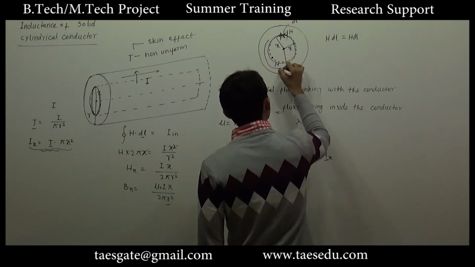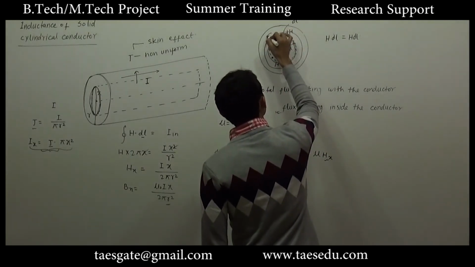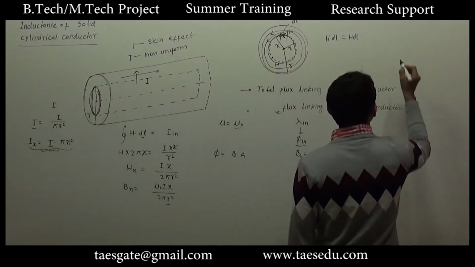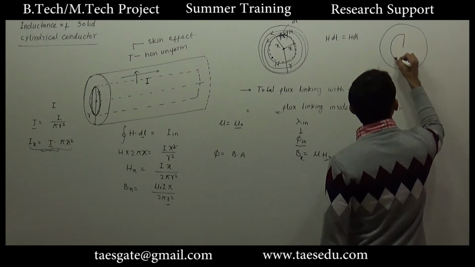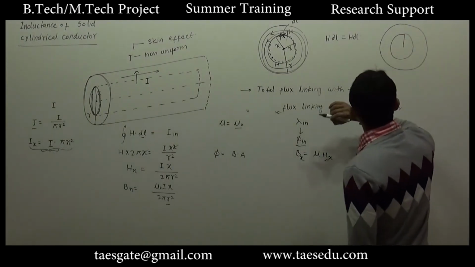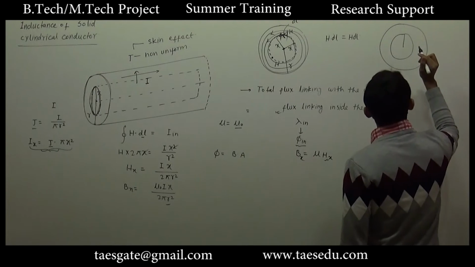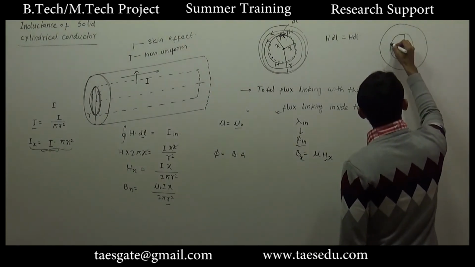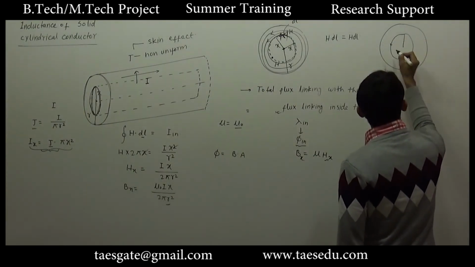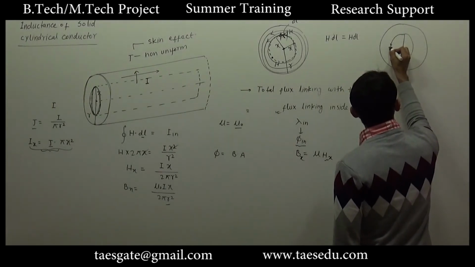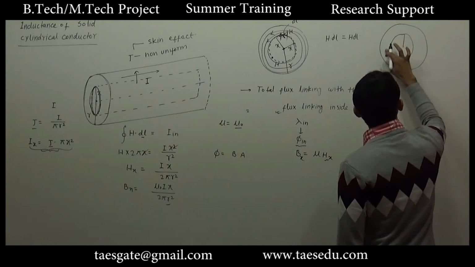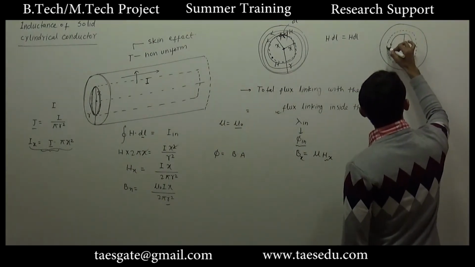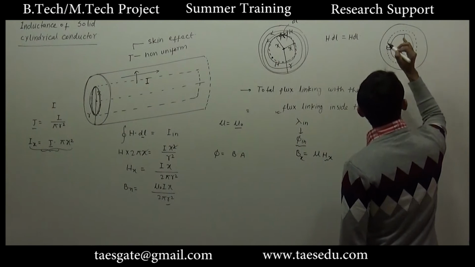Again there will be another line of flux. This way we will have magnetic flux. At a distance x from the center, we have magnetic field intensity and magnetic flux density. So if this is the line of flux, what will be the cross sectional area? This will be a cross sectional area, or this will make a cross sectional area.